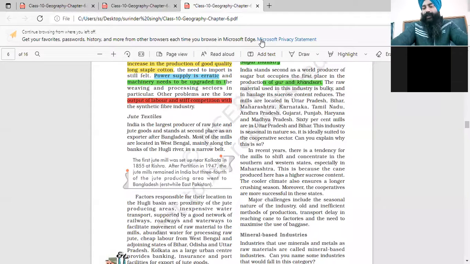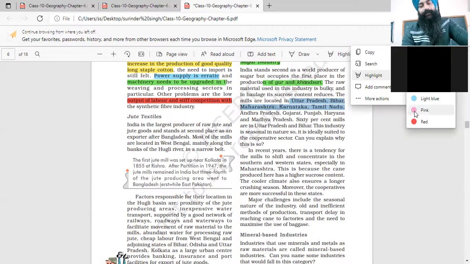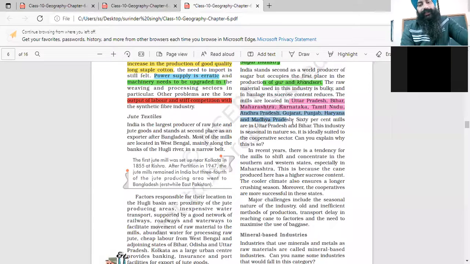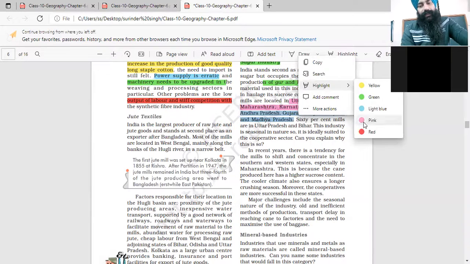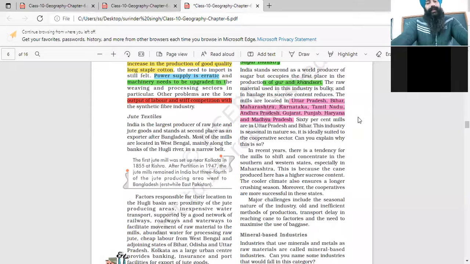Sugar mills are ideally located in sugarcane producing areas and need to be transported quickly soon after the harvest. Delay in transport of sugarcane after harvesting deprives its quality. That's why the most number of sugar mills are concentrated in parts of Karnataka, Tamil Nadu, Uttar Pradesh, Bihar, Maharashtra, Andhra Pradesh, Gujarat, Punjab, Haryana, and Madhya Pradesh.